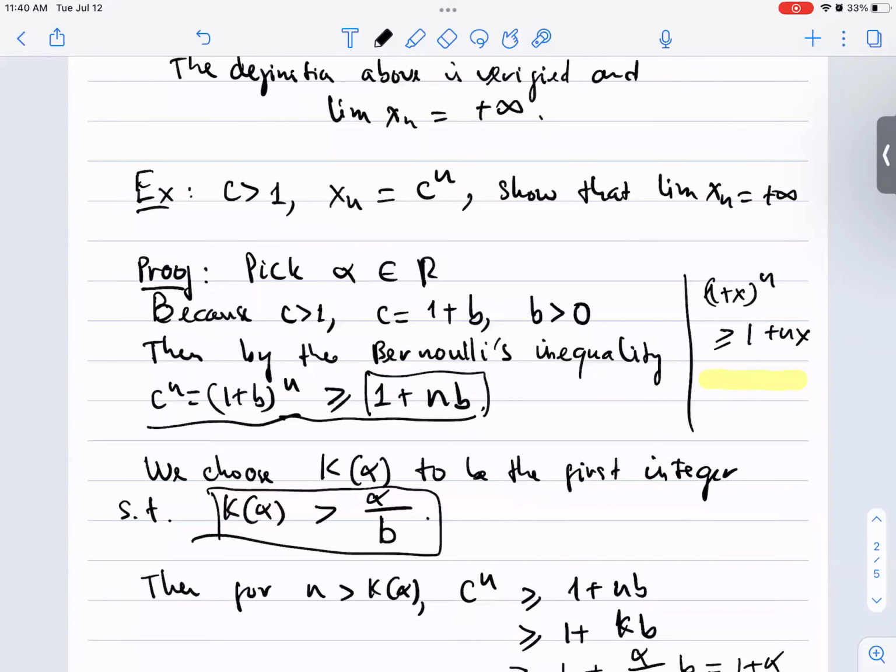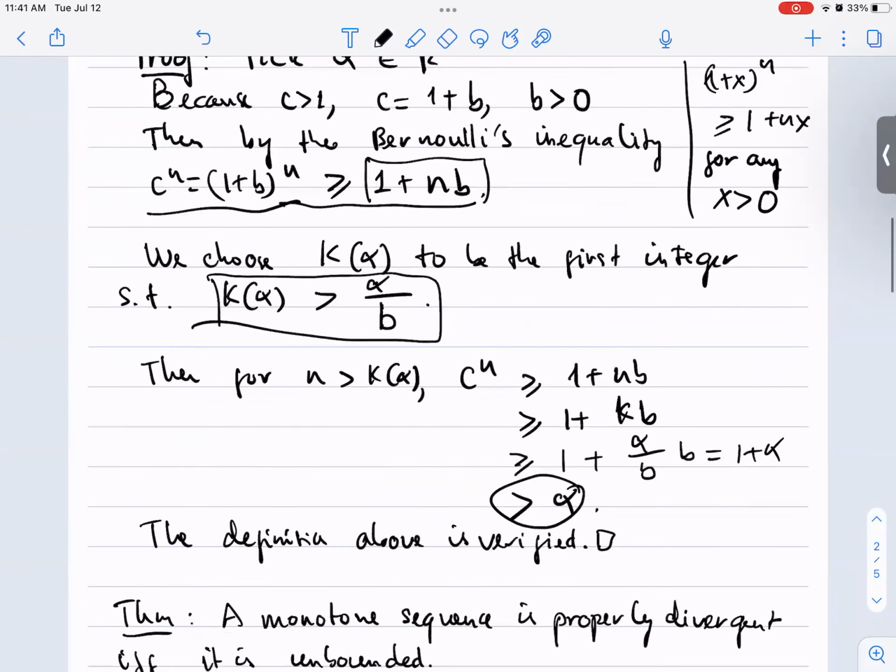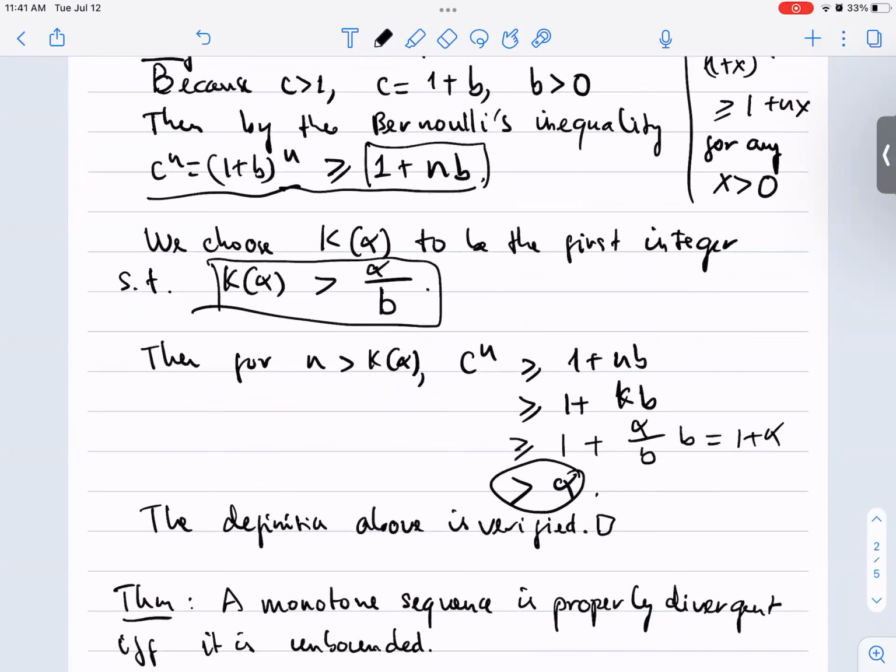number. So in general, the Bernoulli inequality says that (1 plus x) to the n is greater than or equal to 1 plus n x for any positive number x. And using the Bernoulli inequality, we would be able to choose the number k depending on alpha accordingly.